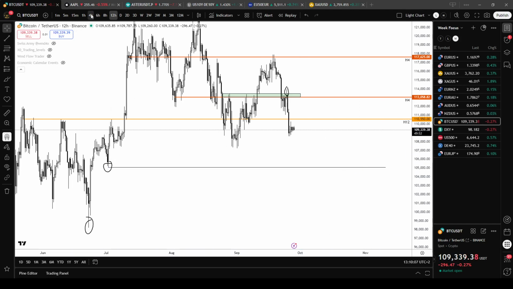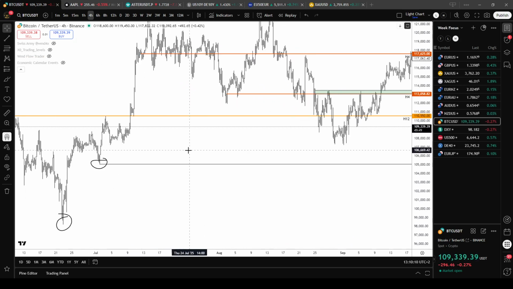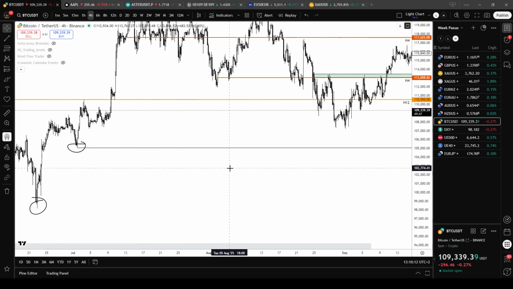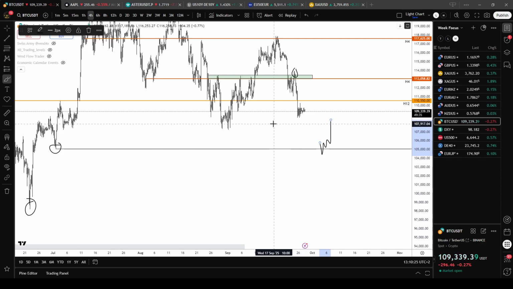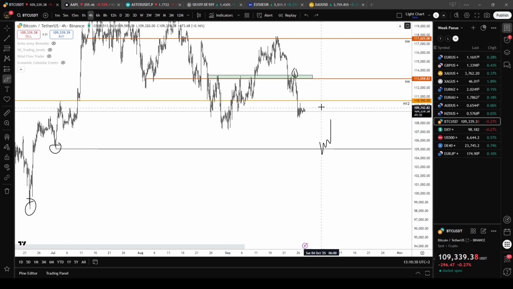Let's see how price behaves if it gets there, because if the price SFPs that low, you have a long trigger. So I think it's time to pay attention. I think these lows are not safe. And yeah, this is basically the week I'm expecting on Bitcoin. Short from this area. This area should not even get reached.